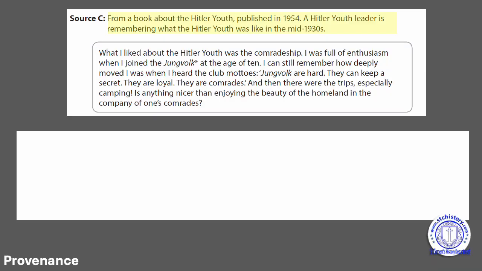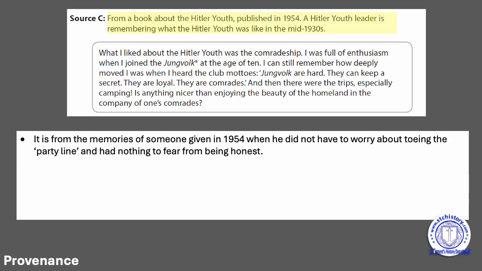Okay, so again, just before we crack on to our actual paragraph, we're going to do a little bit of annotating before we start, just to make sure we know what we're writing about. You're already sort of picking it out of the source, which gives you a prompt when it comes to writing the paragraph. The yellow box highlights the provenance of this source. So we want to be considering that it's from the memories of someone given in 1954, when he did not have to worry about toeing the party line anymore because the Nazis are long gone, and he's got nothing to fear from being honest, okay? That might be something you say.